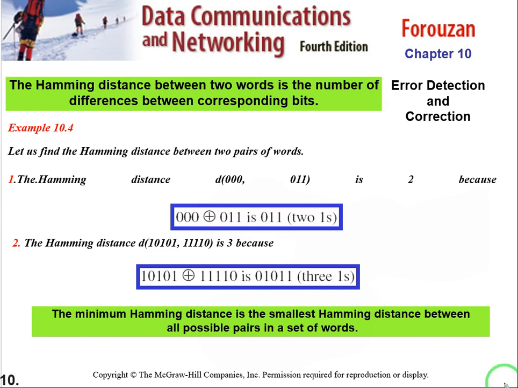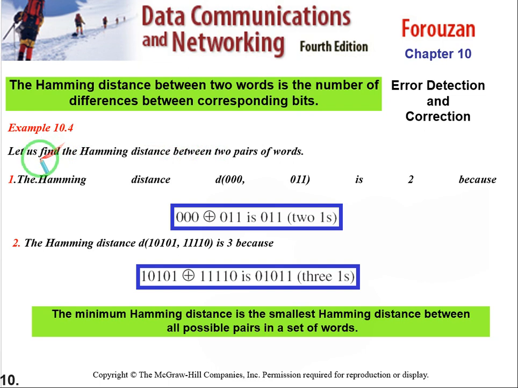It's the second part of chapter number 10. So today we are going to study about the Hamming distance. The Hamming distance between two words is the number of differences between the corresponding bits. So what does it mean? I will show you by an example, but just keep in mind we will use the XOR operation. Okay, coming to the Hamming distance now.